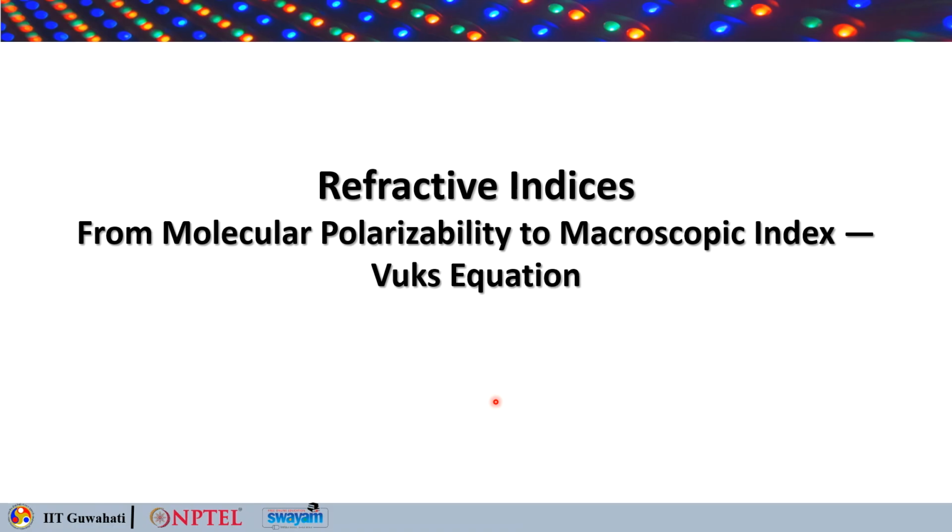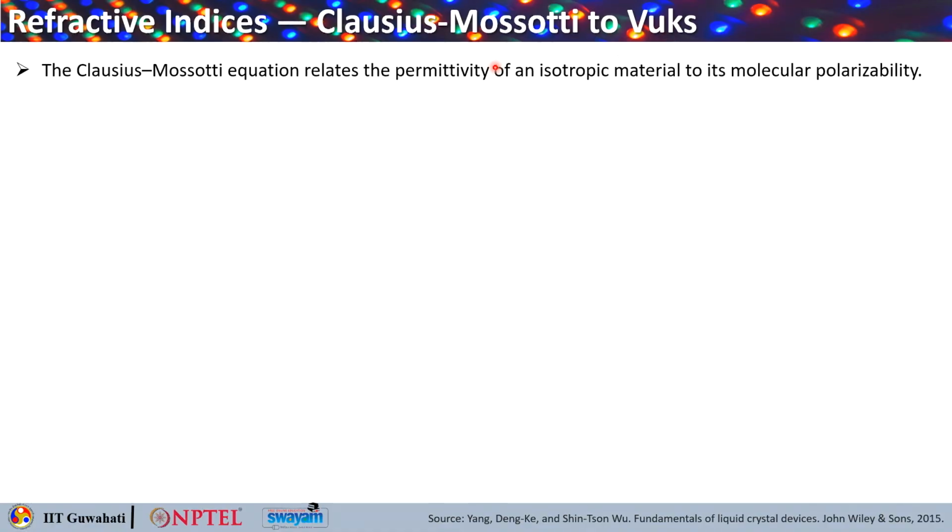Now let us look into the refractive indices in more detail. We will look into the molecular polarizability to macroscopic index, that is the Vuks equation. So here we will learn how these refractive indices arise from molecular structure. So we will basically discuss from Clausius-Mossotti to Vuks equation.